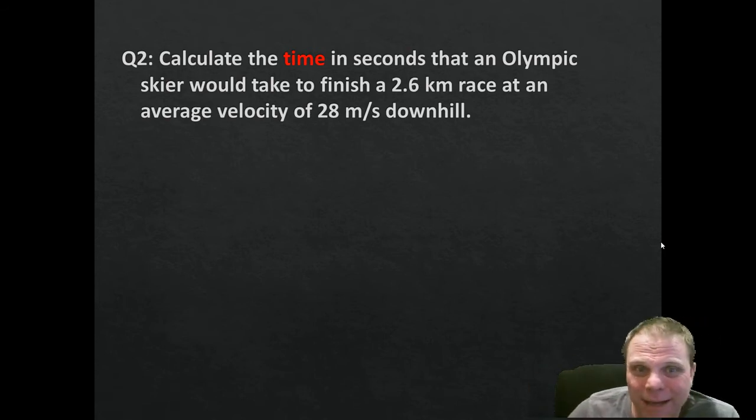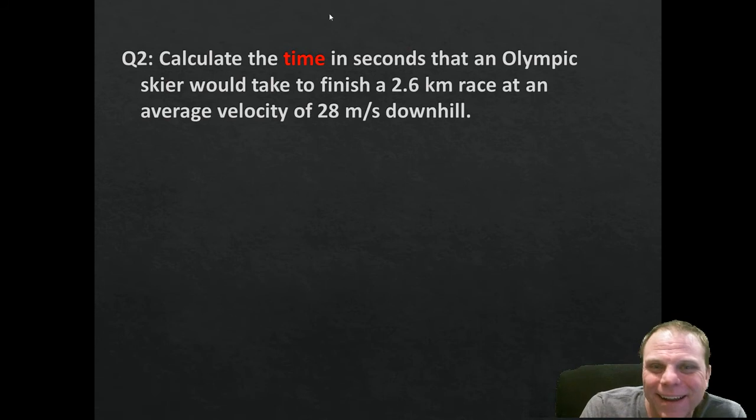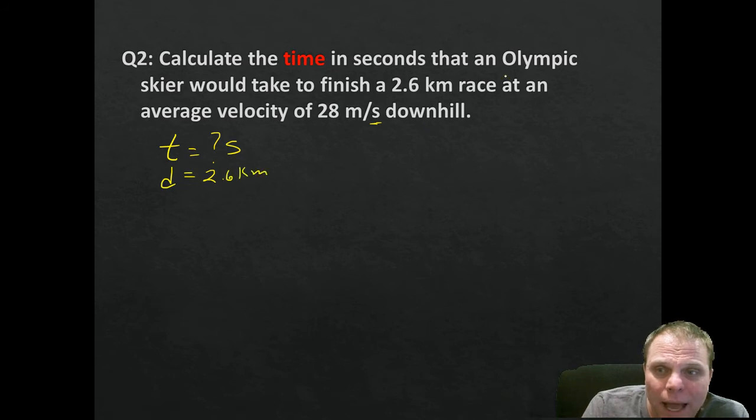Pause, and we're back. All right, how did you do? Calculate the time. So T is equal to question mark, and we're dealing with seconds here. So it's question mark number of seconds. And it says that you're going to finish a 2.6 kilometer race. Oh, my distance is equal to 2.6 kilometers. And I have an average velocity of 28 meters per second down the hill.